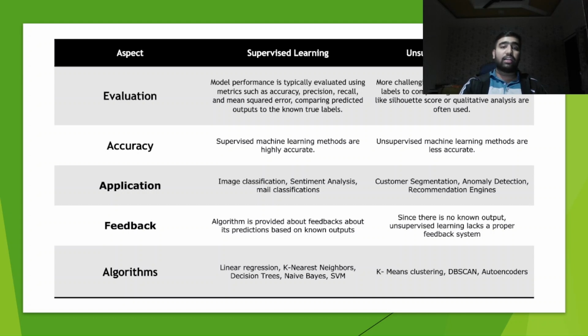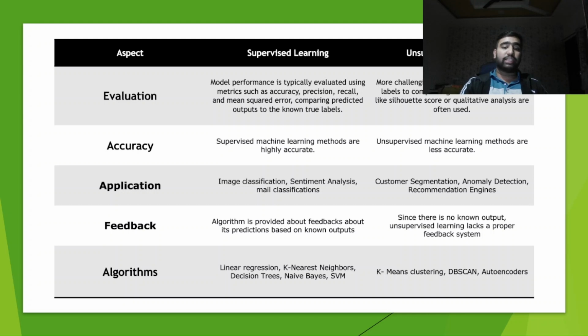Feedback. In supervised learning algorithms, there is a proper feedback system as we already have the known outputs with us. So if there is a wrong prediction made by the model, then we can provide it with the feedback of the correct output, which can enhance the learning of the model and can generate more accurate results in future. Whereas in unsupervised learning, since there is no known output, unsupervised learning lacks a proper feedback system.